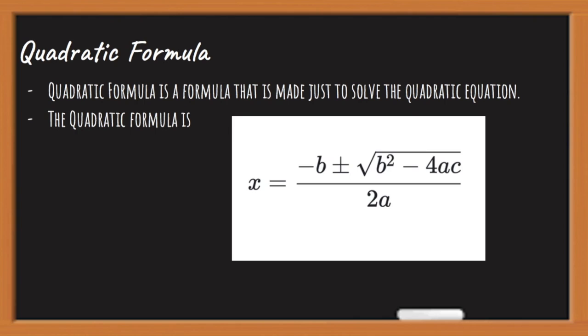The quadratic formula, as it says in the name, is a formula that is made just to solve the quadratic equation. And the formula is x equals minus b plus or minus the square root of b squared minus 4ac, over 2a. To give you a better understanding of the quadratic formula, I will give you some examples.